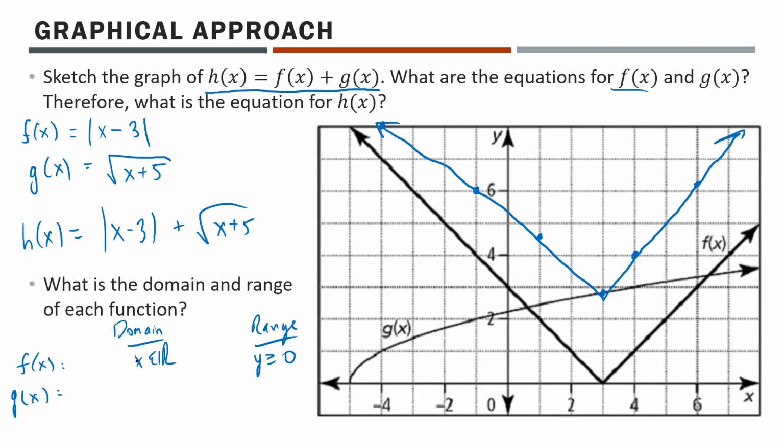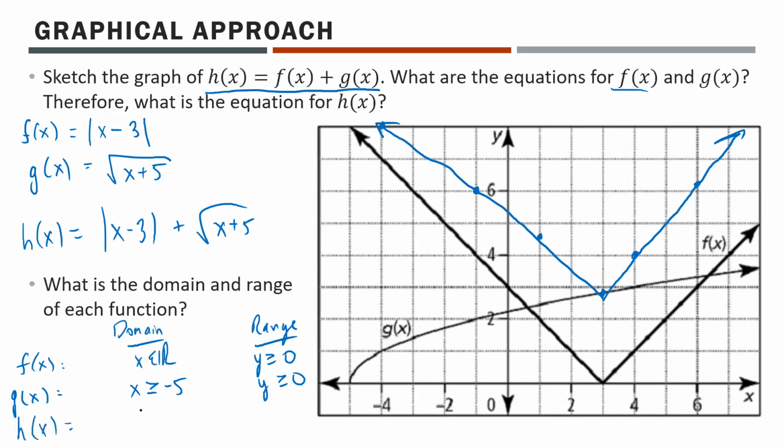G of x, on the other hand, does not have a total perfect domain. G of x's domain is actually x must be greater than or equal to -5, but the range is y is greater than or equal to 0. Now, next up, we have h of x.